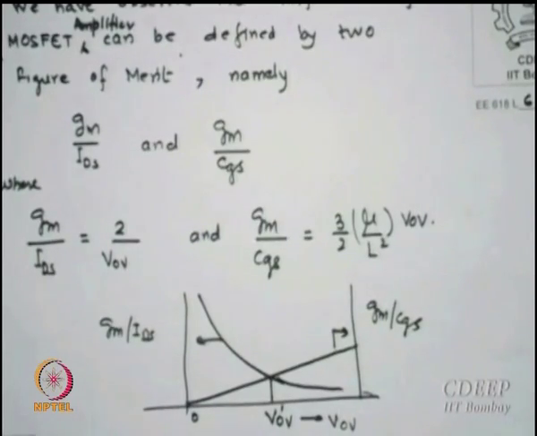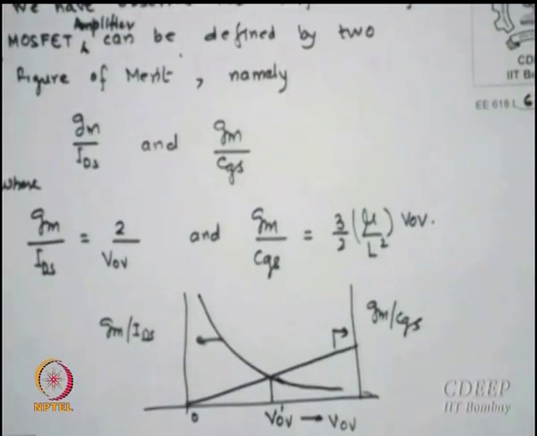Now, if you want to maximize, GM by IDS gives you the performance of the power. That decides the power. If GM by IDS is one parameter of power in your spec, then there is an issue here. If you want GM by IDS control and at the same time a higher bandwidth, so you want larger GM by CGS, now you have a problem. Larger GM by CGS will have lower GM by IDS, and larger GM by IDS will have lower GM by CGS. That means some optimization is going on, and the optimal value is probably where they cross. So this VOV dash is somewhere where both are reasonable.